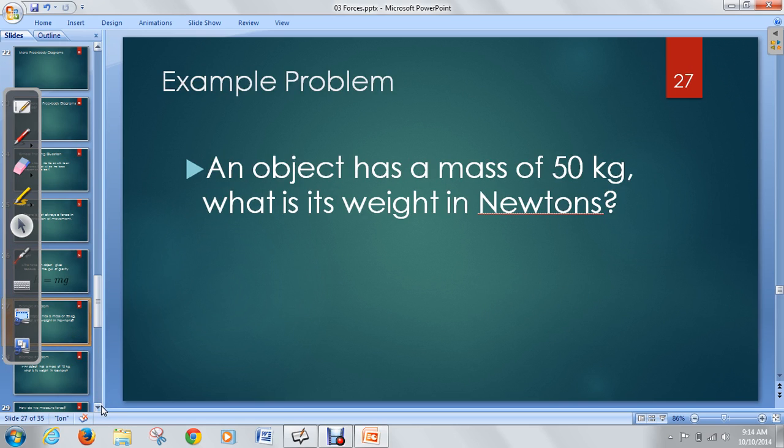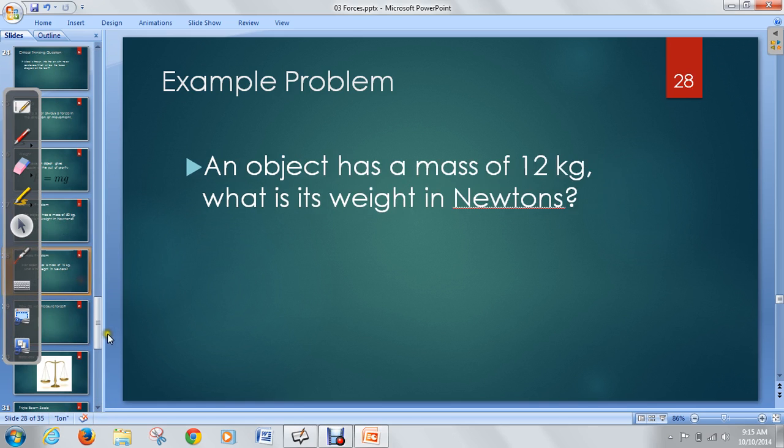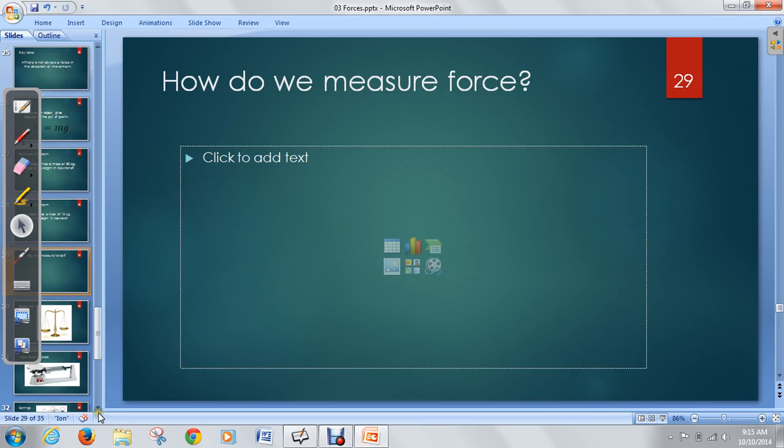If you're doing this for participation, please answer this question. An object has a mass of 50 kilograms. What is its weight in newtons? You're just going to use that same equation we just looked at. Also try this one. An object has a mass of 12 kilograms. What is its weight in newtons?